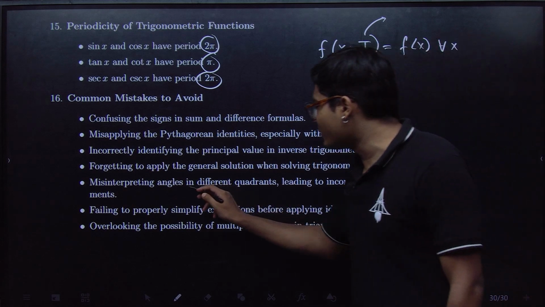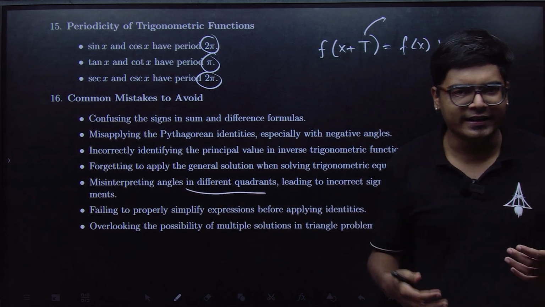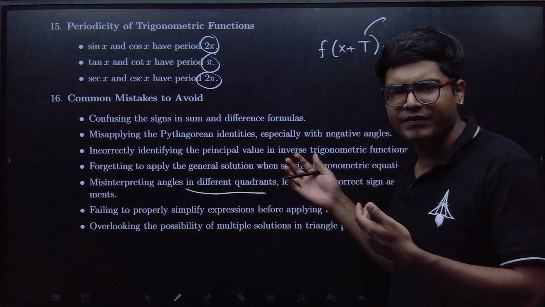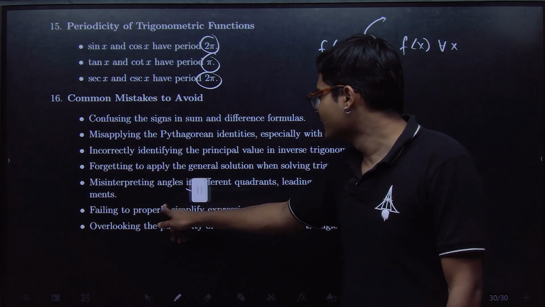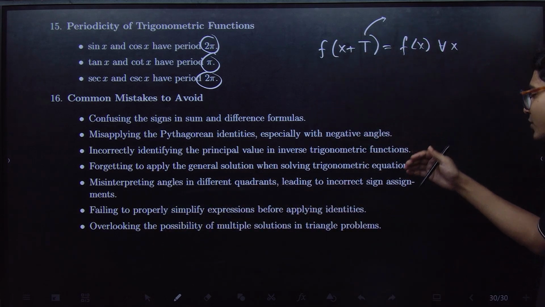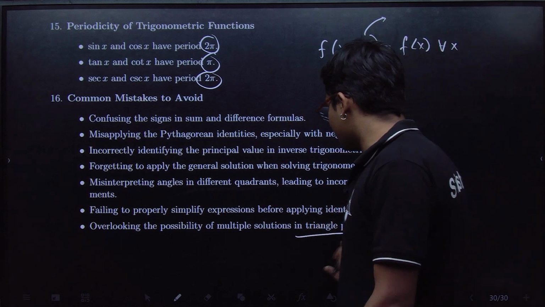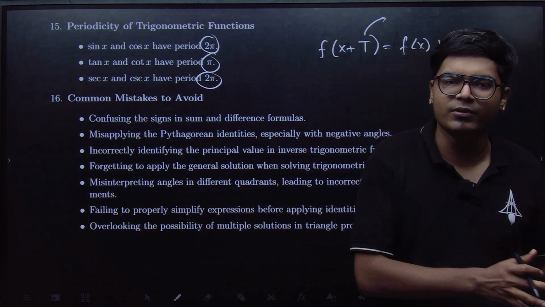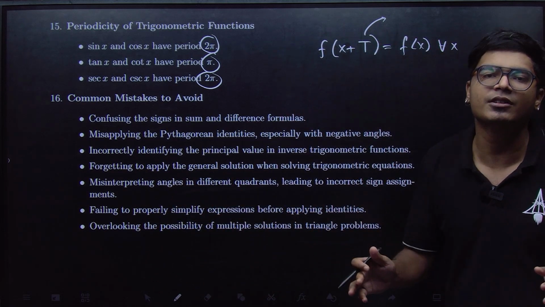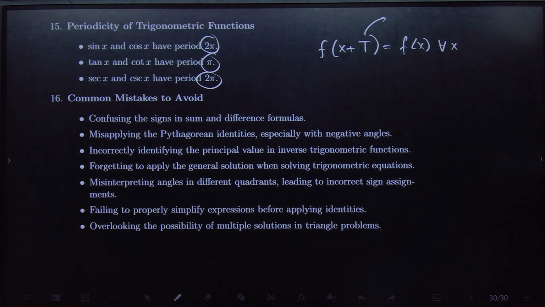Interpreting angles in different quadrants. This again is similar to finding the sign, okay? Sign is positive in which quadrant. Do not forget all these things, okay? Simplify it properly. Do not overlook the possibility of multiple solutions in triangle problems, okay? There might not be a unique solution. There could be multiple solutions. Okay, so make sure you keep all these things in mind, okay, whenever you're doing questions of trigonometry. Right, so that takes care of trigonometry for us.